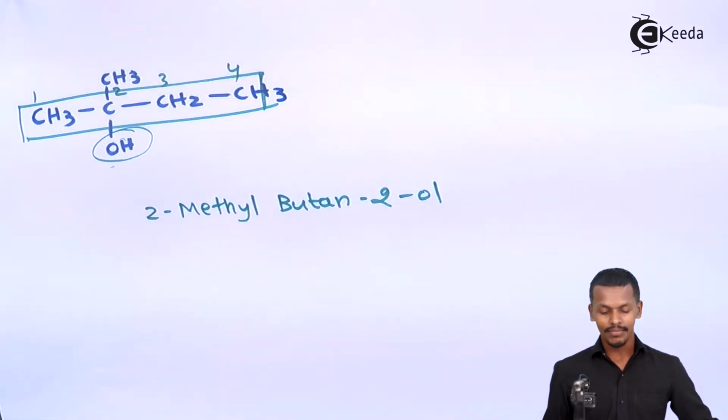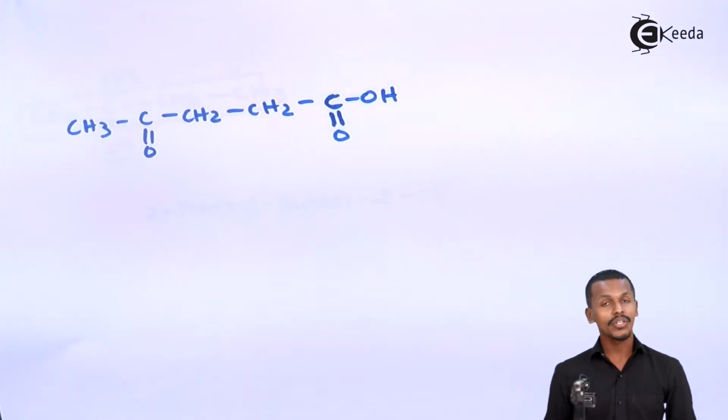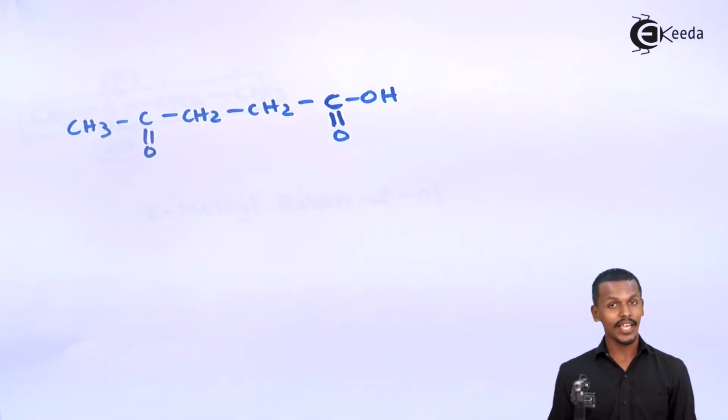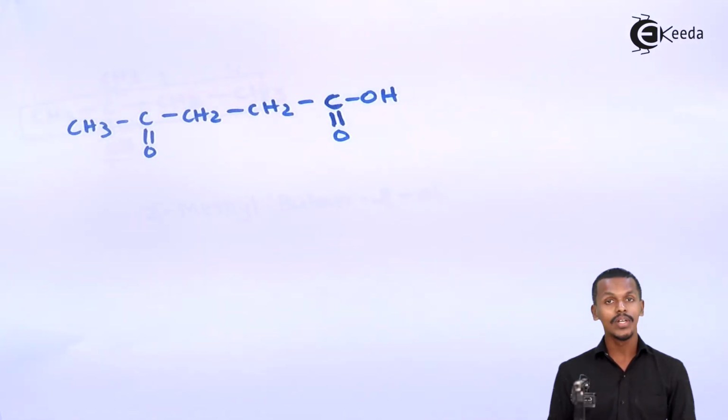So now moving to the next one, the second one, for which we will follow the IUPAC rule and name it. This is the structure that we have, and for which we have to give the IUPAC nomenclature. The thing that we have to do is identify, because it consists of functional groups, which are the functional groups being attached in this case.